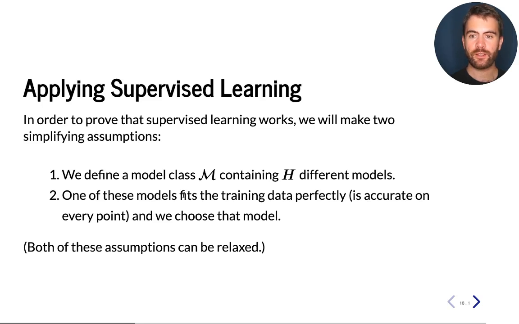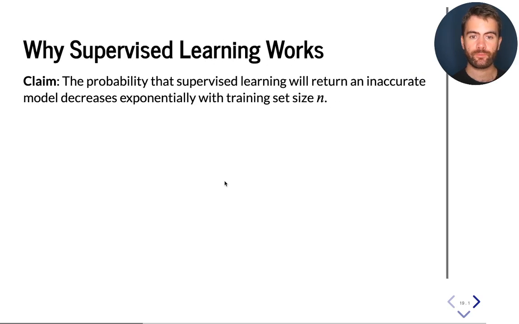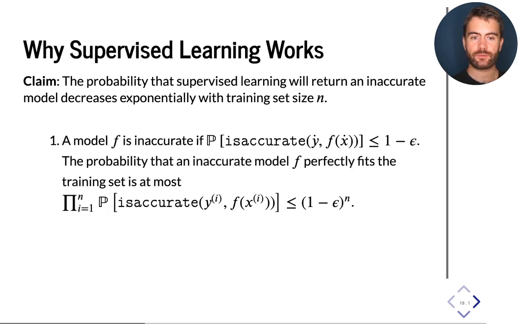And I claim that given a large enough data set, if we collect enough data, then the output of this procedure of supervised learning under these two assumptions will be a model that generalizes well. So this is my claim. The probability that supervised learning will not return an accurate model decreases exponentially with training size n. So as we give the model more data, it is guaranteed to give us a model that generalizes.